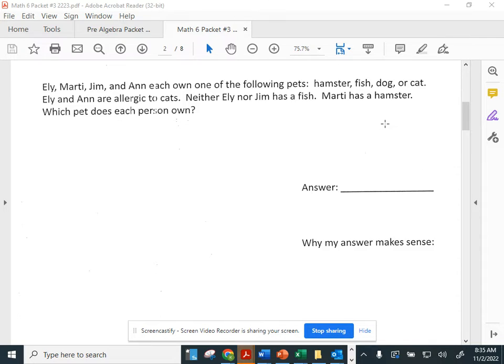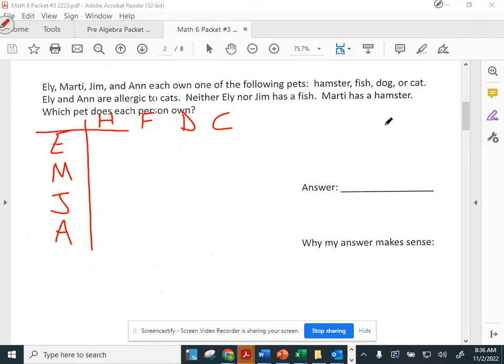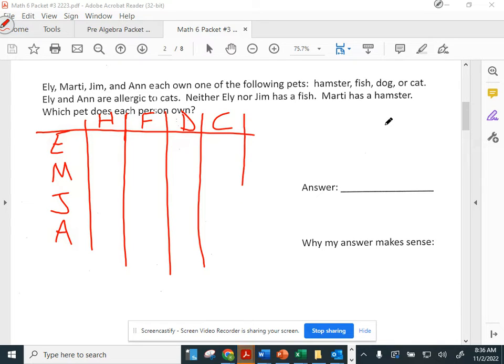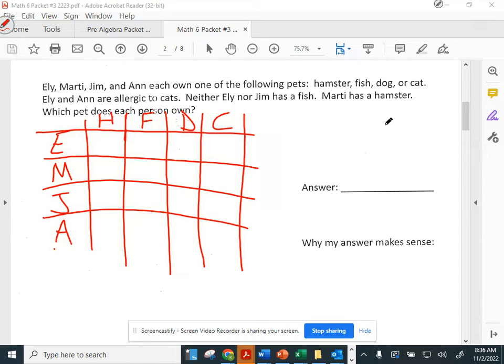Eli, Marty, Jim, and Ann each own one of the following pets: a hamster, fish, dog, or cat. So for this one, you're going to want to make your chart with Eli, Marty, Jim, Ann, and the hamster, fish, dog, and cat. We're going to make our chart and work through who could have which pet. There is 1 pet per person.